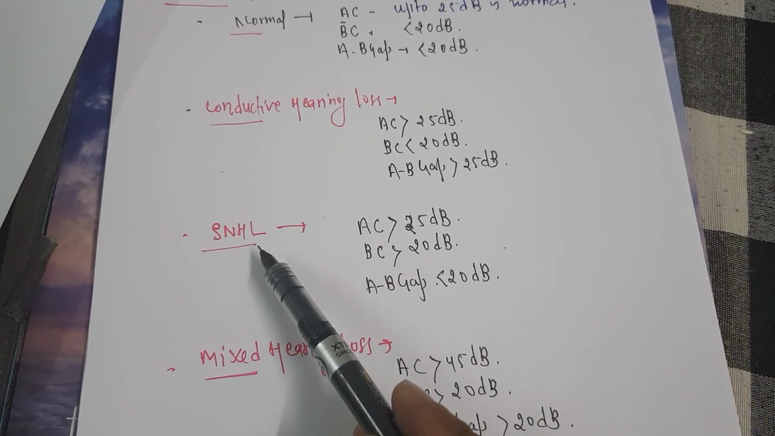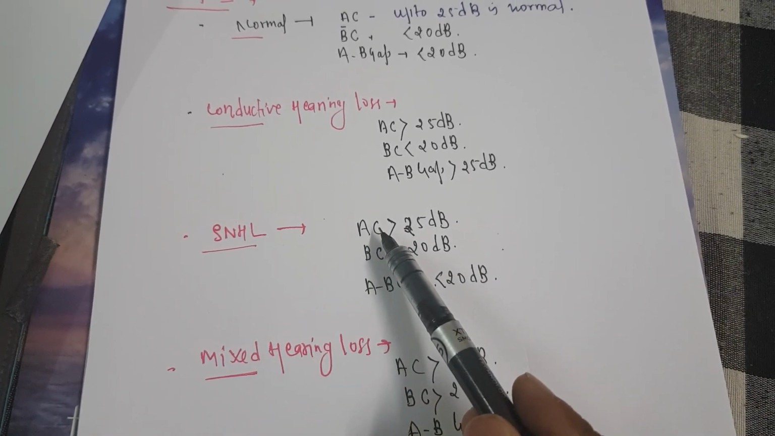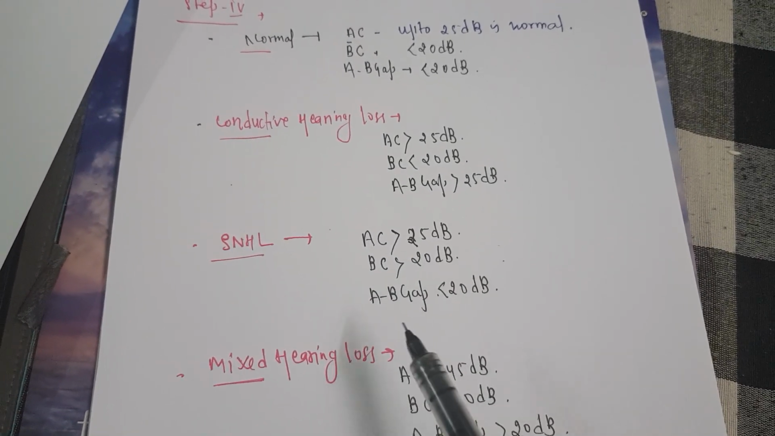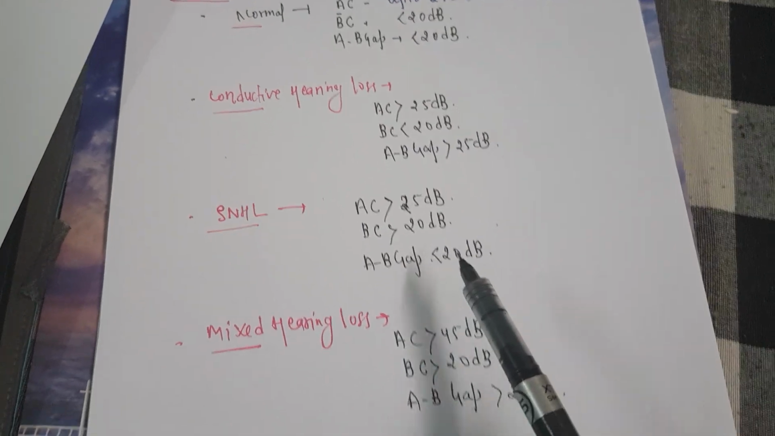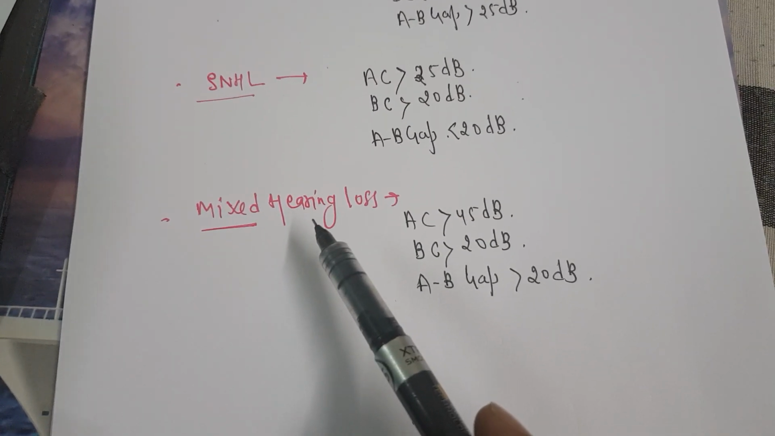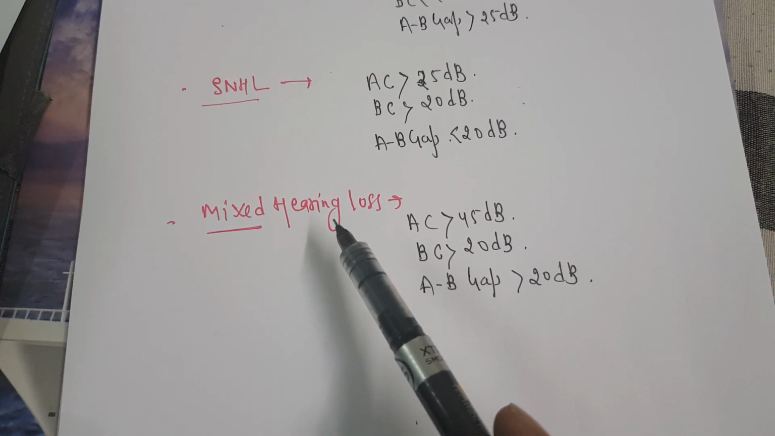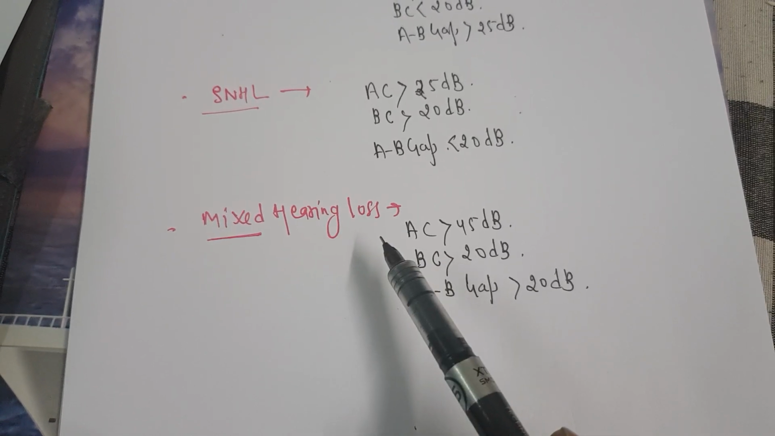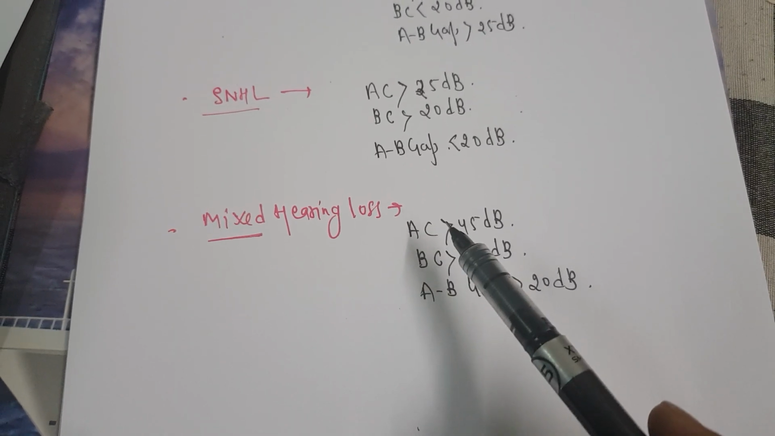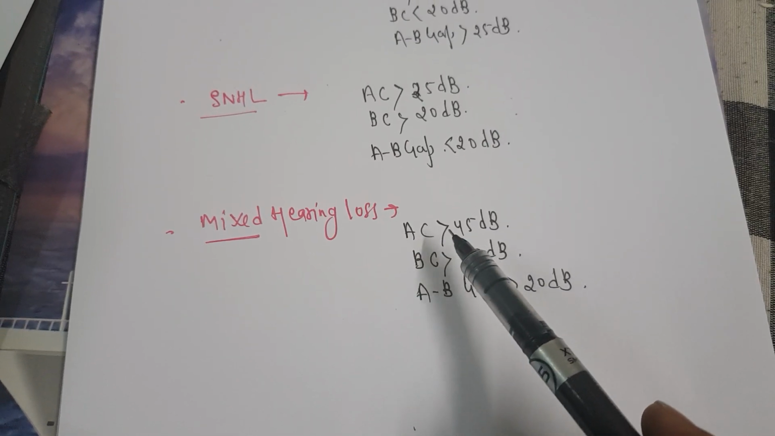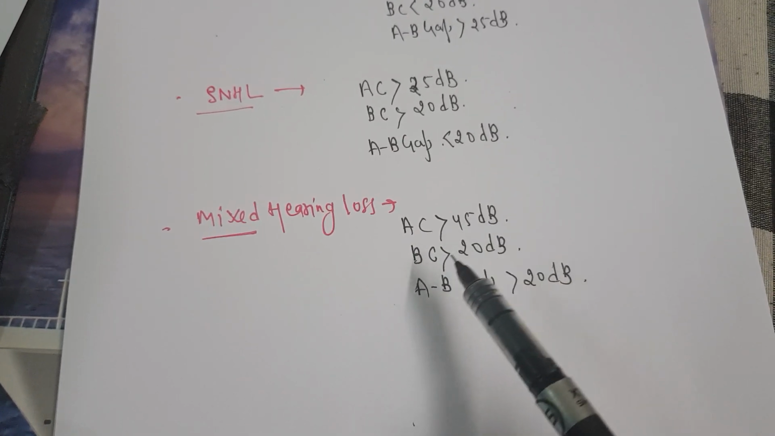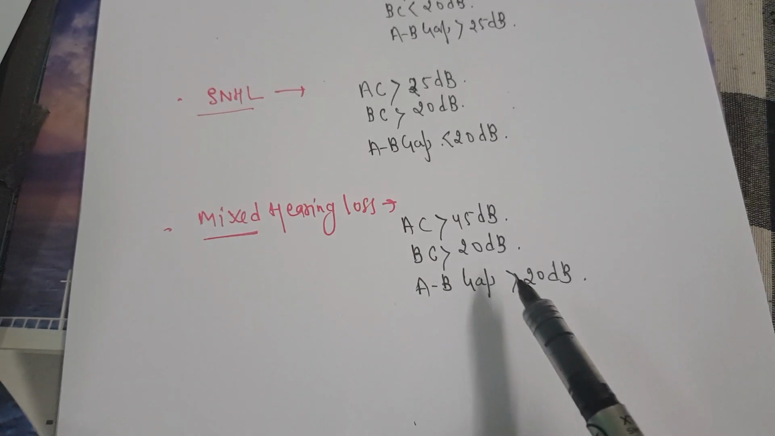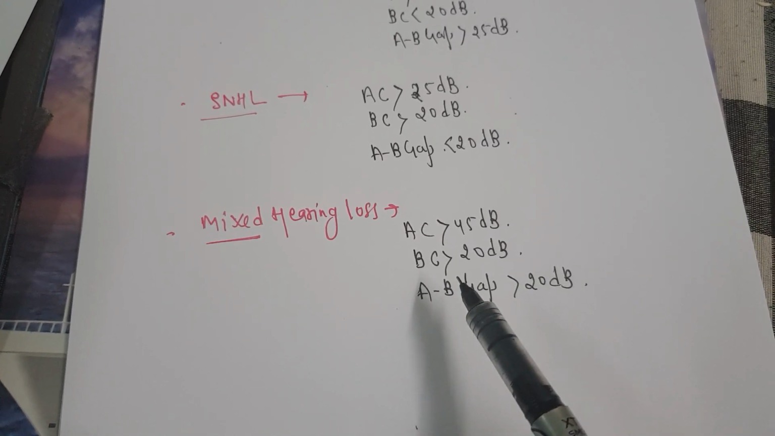If the patient has sensorineural hearing loss, we find in the audiogram the air conduction is more than 25 decibel, the bone conduction is also more than 20 decibel, and the air bone gap is less than 20 decibel. If the patient has mixed hearing loss, which means the patient has both a conductive pathway defect and a sensorineural pathway defect, the air conduction is more than 45 decibel, the bone conduction is also more than 20 decibel, and the air bone gap is more than 20 decibel.